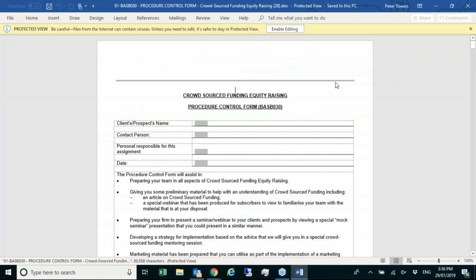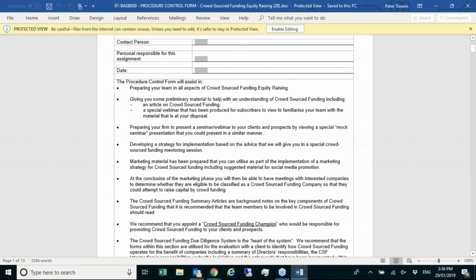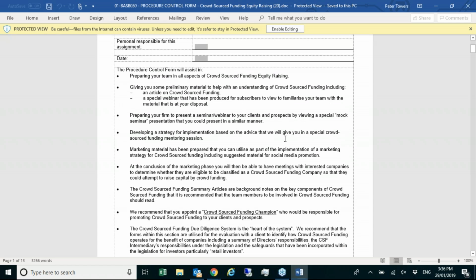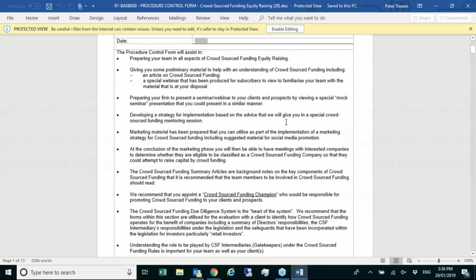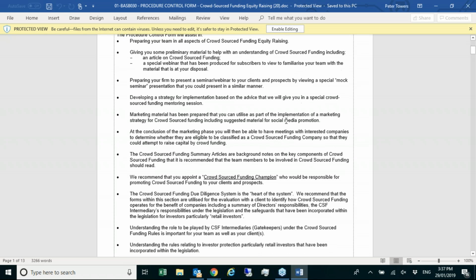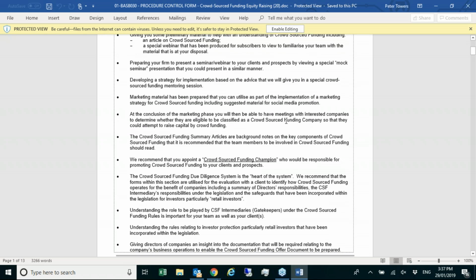You can badge at the top of this page that this is an internal article, but it's probably still not a bad idea to badge it. We give a bit of an overview of what this product package is about. So the product package includes some training material to get your team ready to be able to utilise it. Then it includes some marketing material. Every one of our product packages now has marketing material, because I think that's very important.